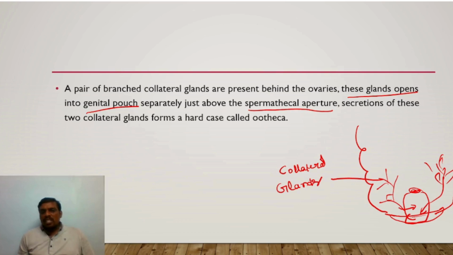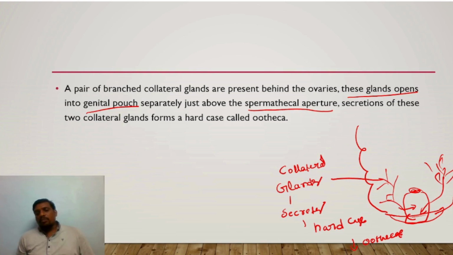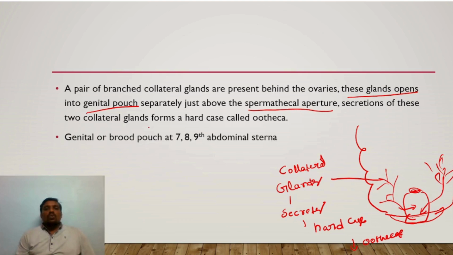These collateral glands secrete some important substances to form a hard case-like or box-like structure around the ootheca, which helps to form the ootheca. You know very well about the ootheca. So the ootheca is a case-like or box-like structure where fertilized eggs are present, fertilized eggs which undergo further development.